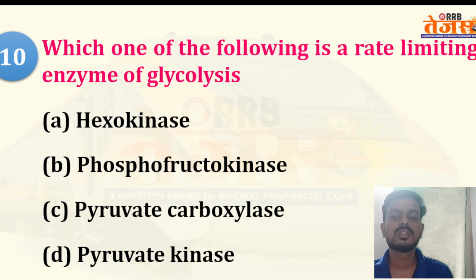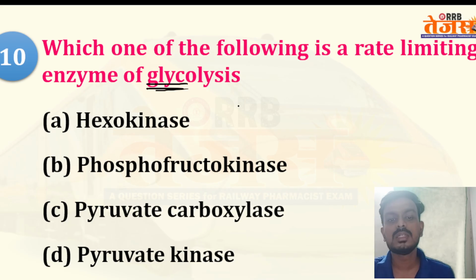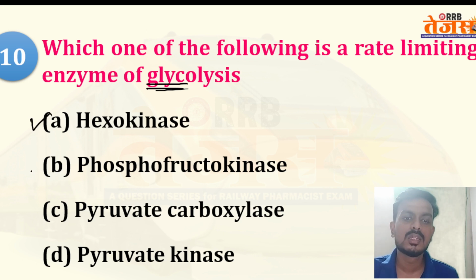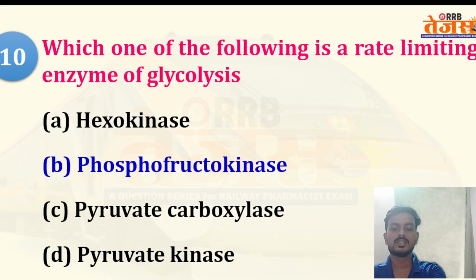Moving to question number 10: which of the following is a rate limiting enzyme in glycolysis? This question is asked several times in exams. Hexokinase, phosphofructokinase, pyruvate carboxylase, pyruvate kinase. A rate limiting enzyme is the important enzyme, the slowest step, which controls the rate of glycolysis. The answer is phosphofructokinase.